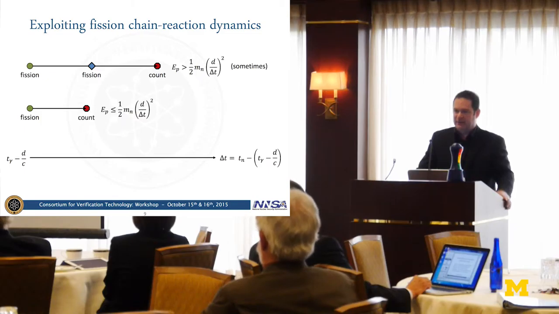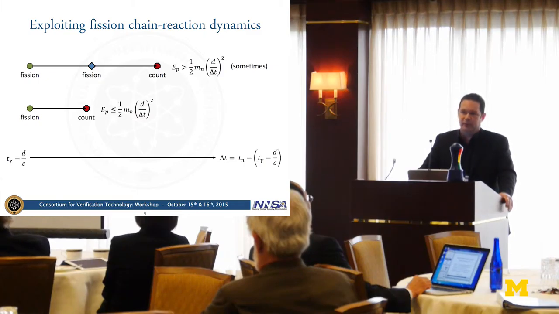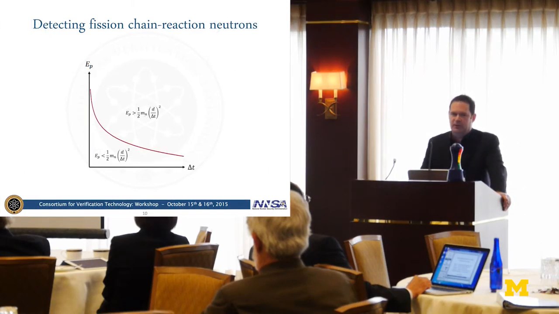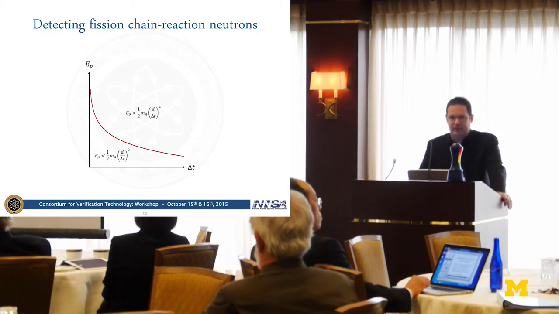Correct that for the flight distance, and then call that time zero. And then your measure of time of arrival is really relative to that preceding gamma ray. So essentially what you do is you construct a histogram of all events that plot the energy deposition versus the time of arrival as I've just described it.